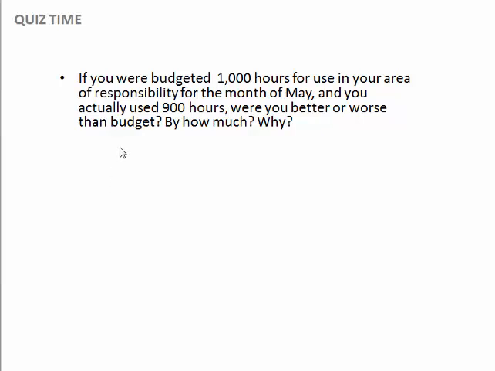So with that knowledge in mind, we can look at a question. If you're budgeted 1,000 hours for use in whatever area, so we could say front office for the month of May, but you actually only use 900 hours as the department leader for this area, does that mean you did better or worse than budget, and why? Did you perform better than expectation or worse than expectation?